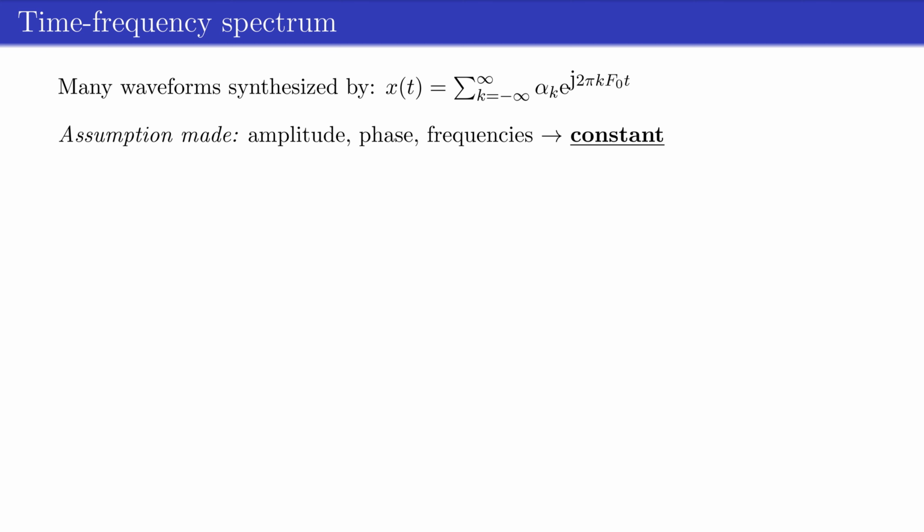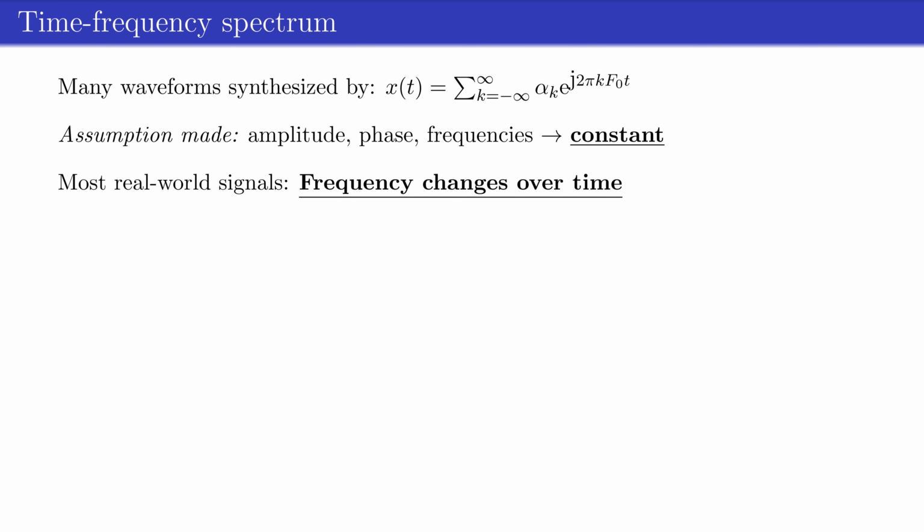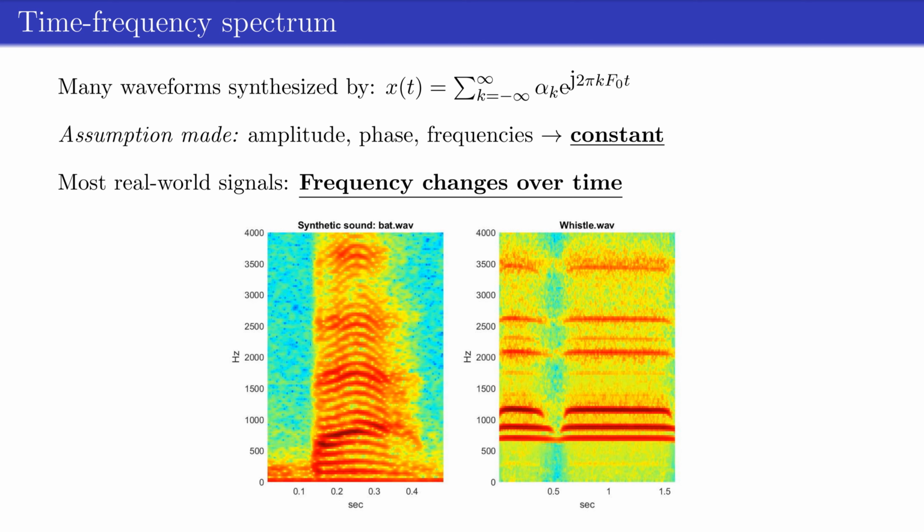The assumptions made up to now are that amplitude, phase and frequency do not vary in time. However, in practice this is not true for many real-world signals. In order to represent the spectral content of such a signal on a plot, we need time as an extra dimension. In these figures we see two examples of such spectral plots. The horizontal axis denotes time, the vertical axis denotes frequency, and the magnitude of the spectral weights is denoted by a color. The left-hand plot is a spectral plot of the word bat, which sounds as follows.